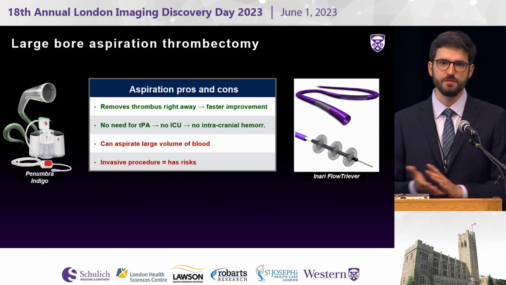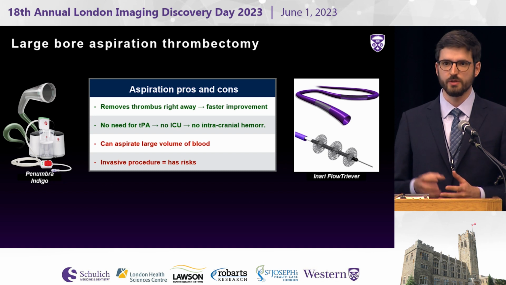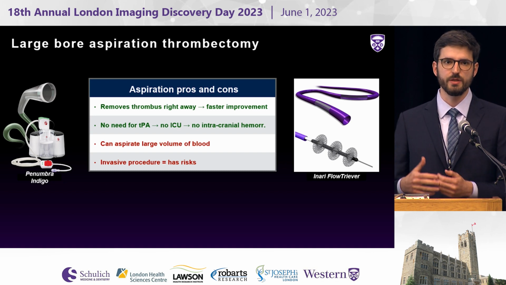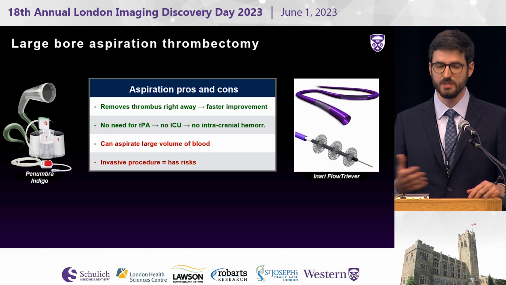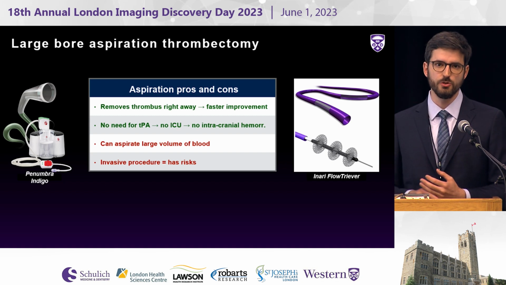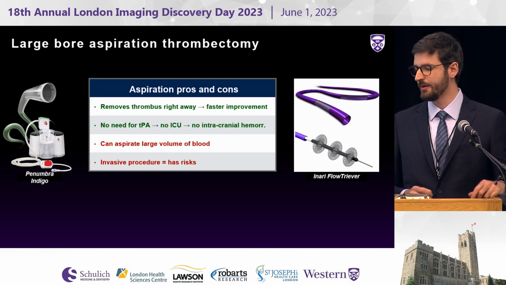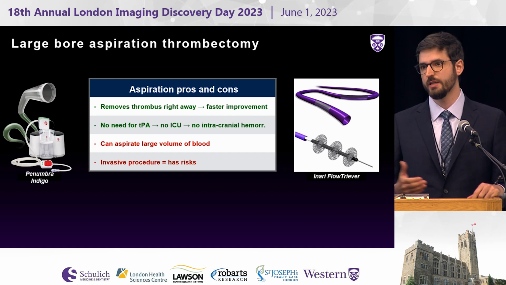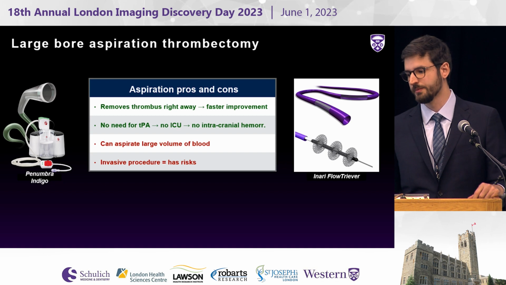What are the pros and cons of aspiration? Well, the pros is quite obvious. You can remove the clot right away, so the patient might improve right away, and we see that in clinical practice. You're not using TPA, so you do not need ICU. You might be saving money there. And of course, if you're not using TPA, there's no risk of the patient bleeding in their head.